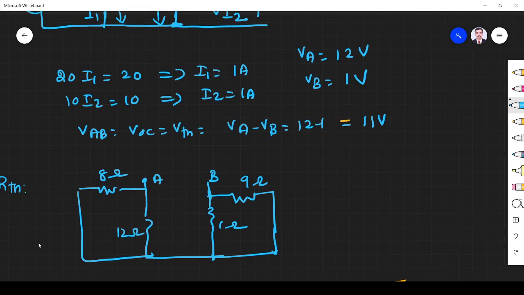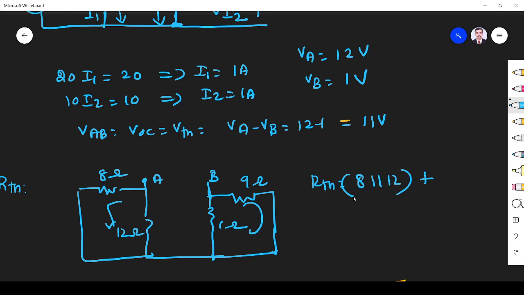So now we got V Thevenin. What about R Thevenin? This is R Thevenin. So these two are in parallel combination. So R Thevenin is equal to 8 parallel 12 plus 9 parallel 1. We know how to make it simple. So it will be 4.8 plus 0.9. So that will be 5.7. So we got R Thevenin.